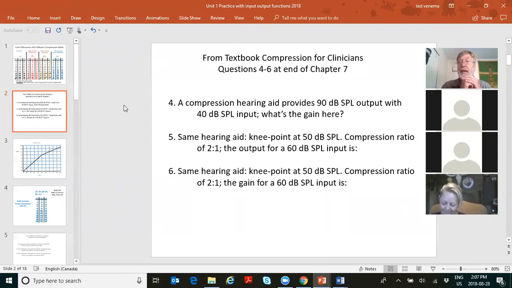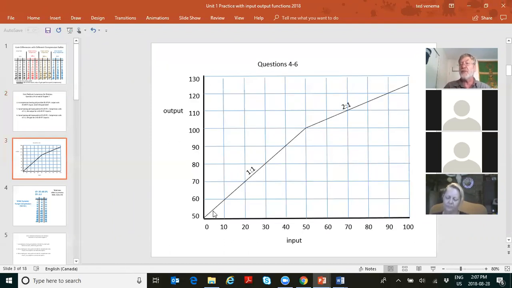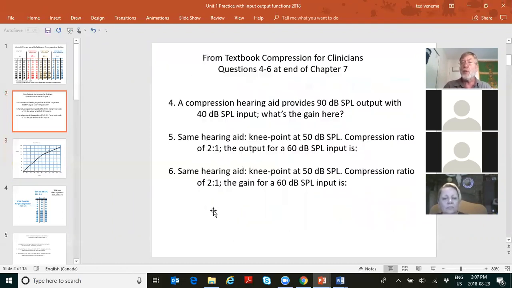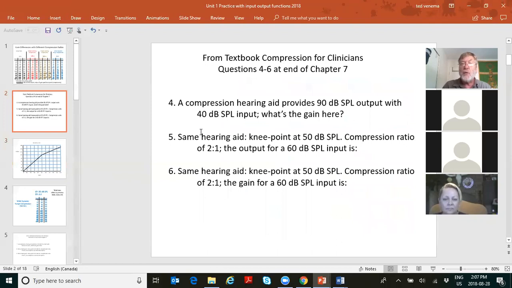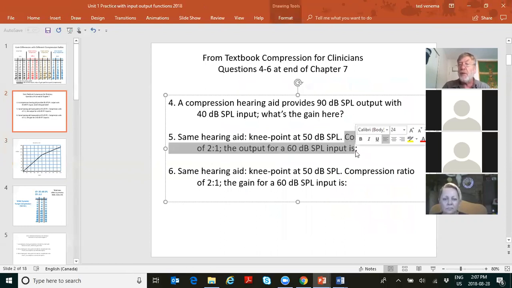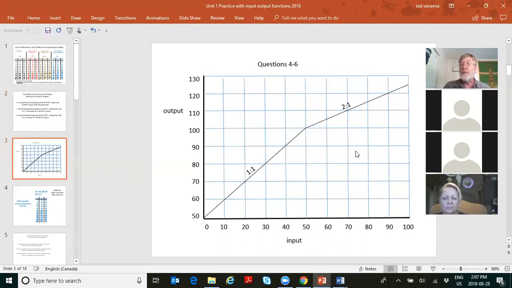Same hearing aid now. We'll put the knee point at 50, compression ratio of 2 to 1. What's the output for a 60 dB SPL input? Well, let's look at a picture of it, instead of just talking words. So we've put the knee point at 50, just like we said in question 5. Knee point is at 50, and the compression ratio, we said, is 2 to 1. So let's draw that.